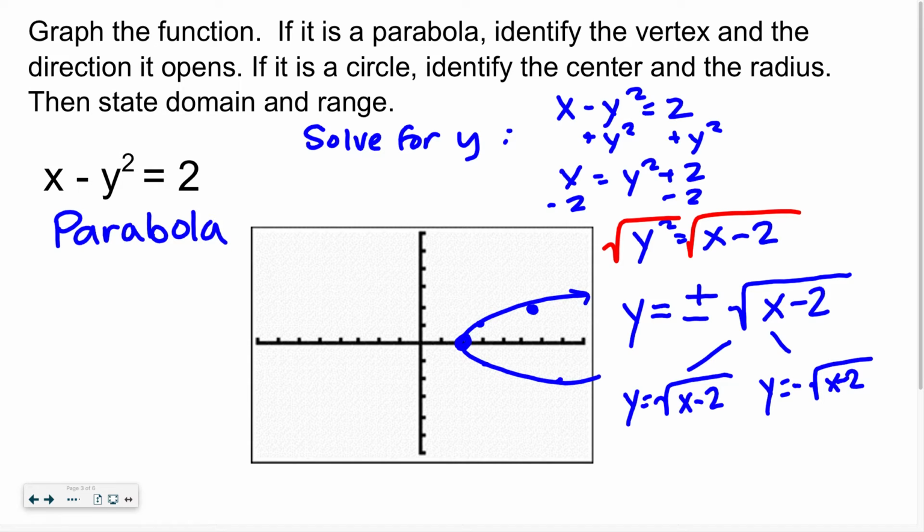Let me graph it right there. So this one is y equals the square root of x minus 2 on the top, and this is y equals negative square root of x minus 2. But both of them move, oops, I put the negative in the wrong spot, sorry about that. Both of them move right 2. This is right 2 and reflect. This one is just right 2.